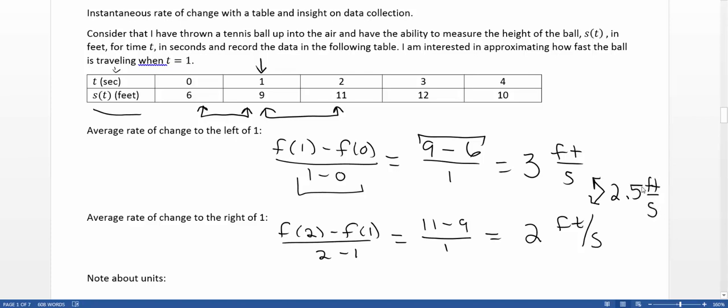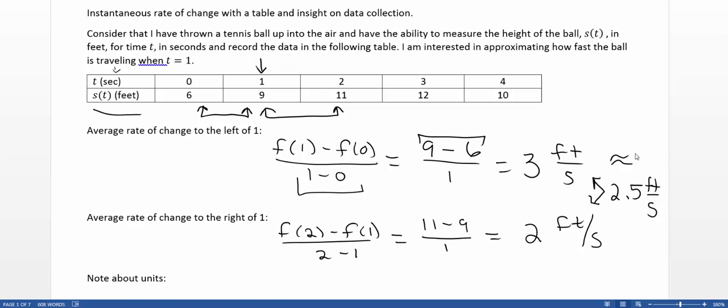So again, this is an approximation. This isn't exact. So when I write about this and I talk about the instantaneous rate of change, I'm going to be using the approximation symbol. But it is a fairly good guess because I know I have to be between 3 and 2, and there's not too much variability between there.